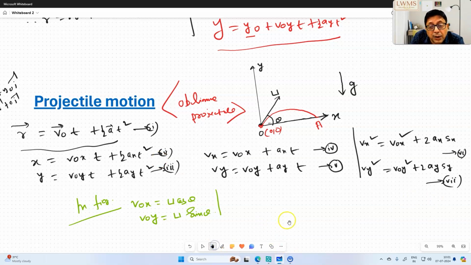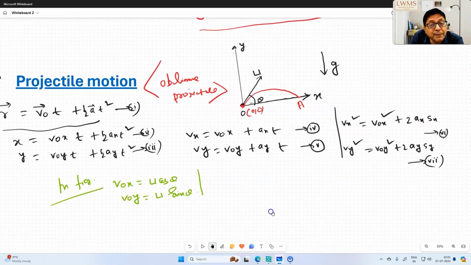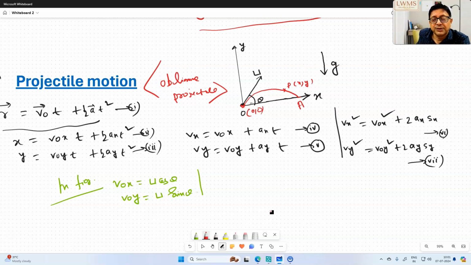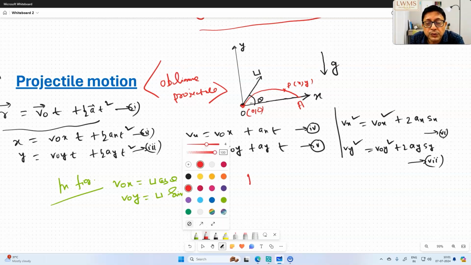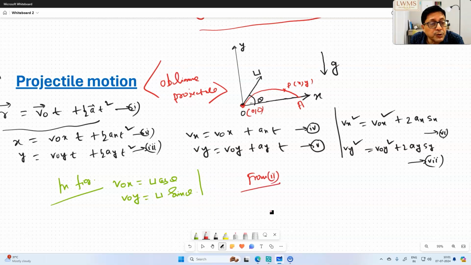Now we use the first equation because we have drawn the two-dimensional coordinate system. At an arbitrary instant, it will be situated at some point like P(x, y). So let us know that position. If we find the position, from there the trajectory can be determined. Let me do it step by step. So let us write from 2. From 2, what is happening? x equal to v0x, which is u cos theta, times t: u cos theta t. I did not write the component of acceleration.